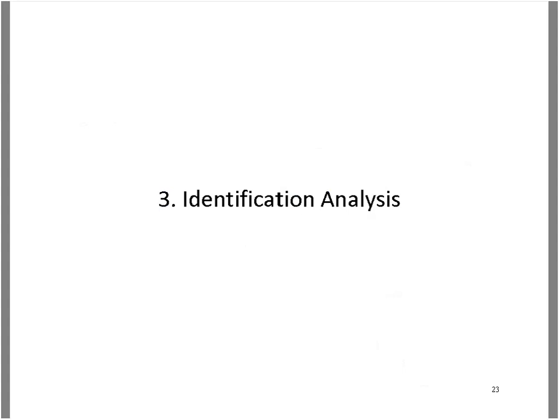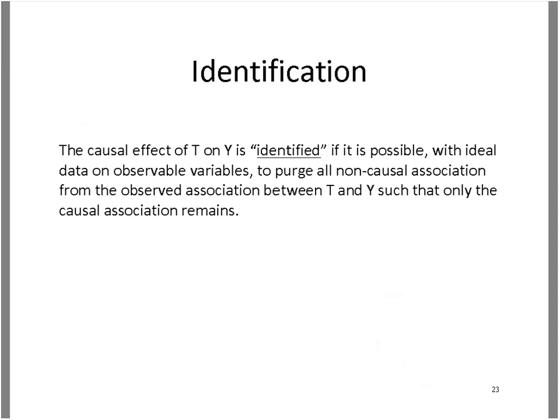Now we're in the last part of the presentation. Now we're doing identification analysis. So what's identification? We say that the causal effect of T on Y is identified if it is possible, with ideal data on observable variables, to purge all non-causal associations from the observed association between treatment and outcome, such that only the causal association remains. Let me say that again. Identification means that we determine that we can get rid of all spurious association such that we can isolate the causal part of our statistical association. And the nice thing is that we can use DAGs in order to make this happen.